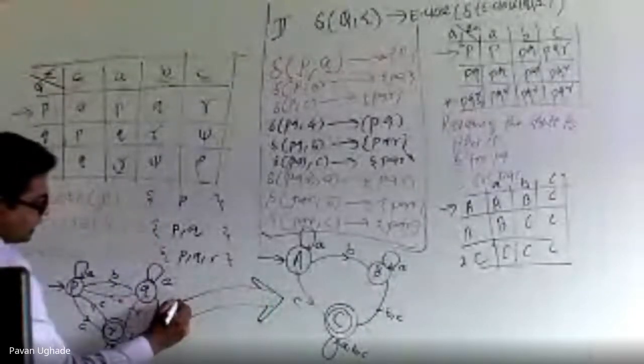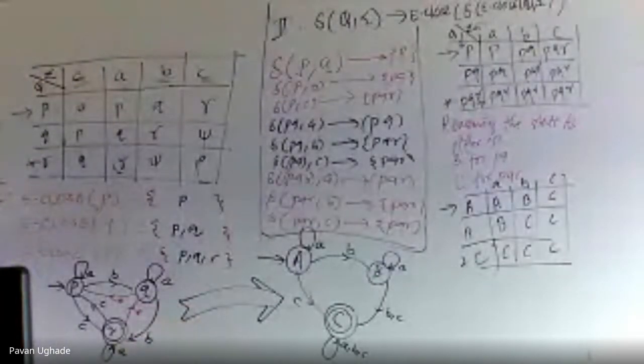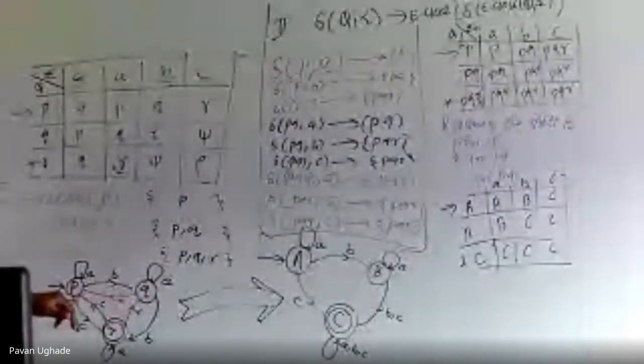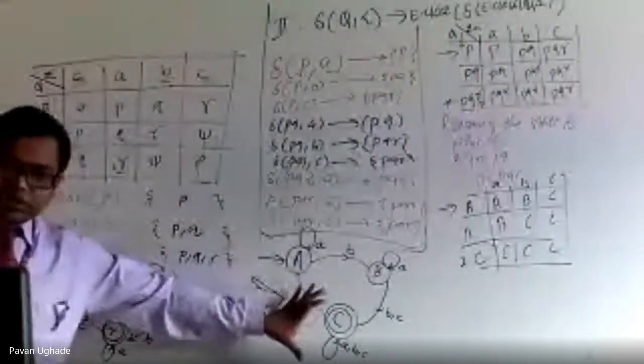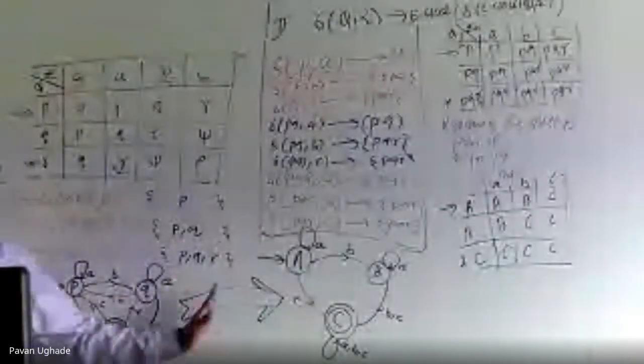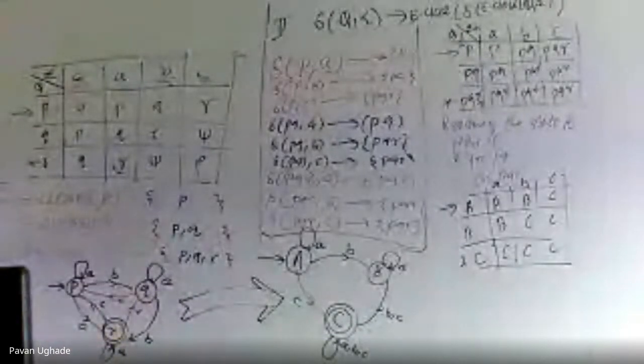This is our given question which is having epsilon transition, which is epsilon NFA. This is the output of DFA, which we have converted from epsilon NFA to DFA. Now you can check whether this is correct or not.